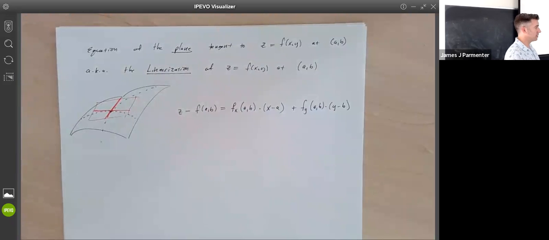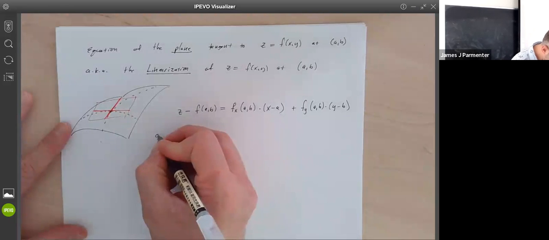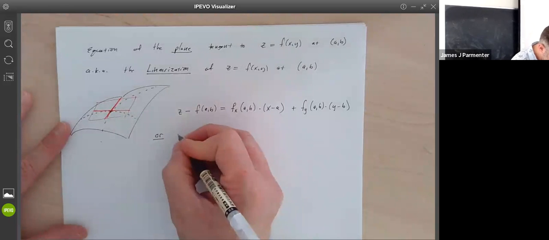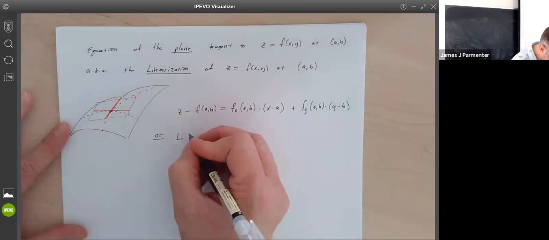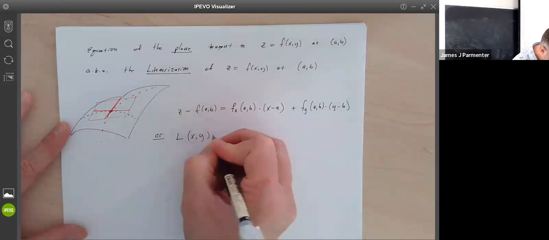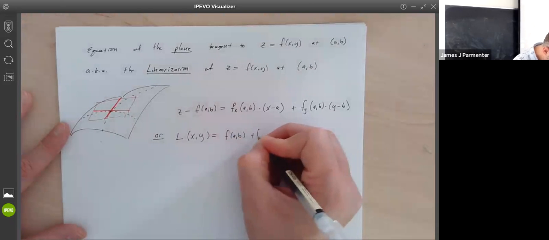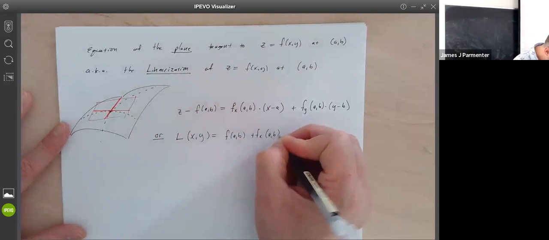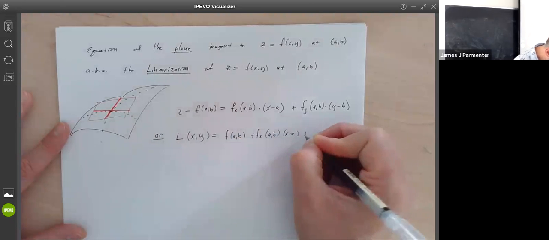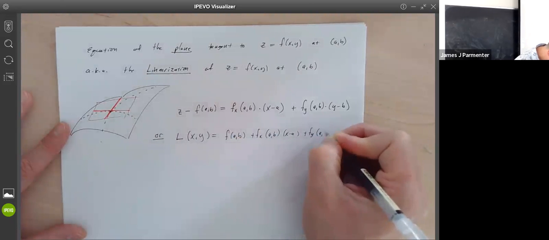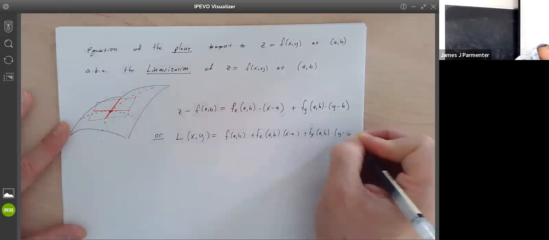It's very much the same idea. And then if we want to rewrite it, we can write it as the linearization of your function equal to f of a, b plus f_x of a, b times x minus a plus f_y of a, b times y minus b.